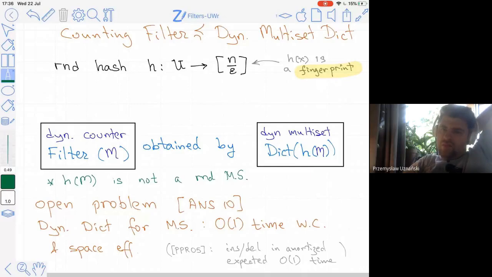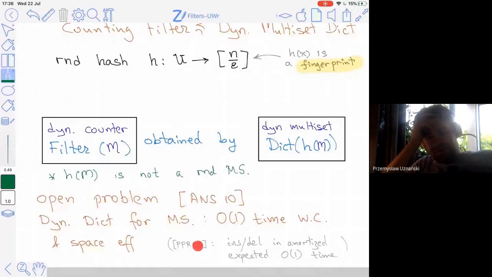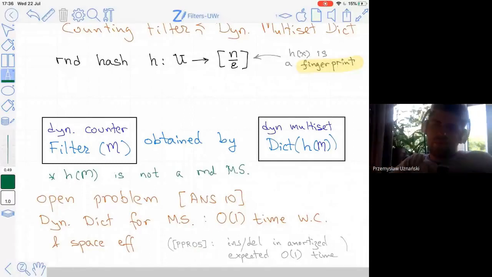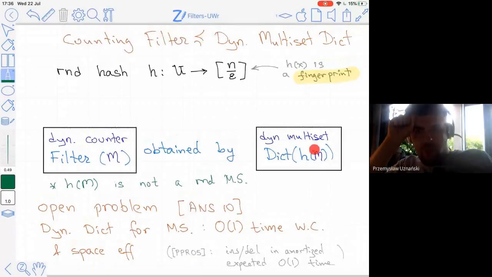Now a dynamic dictionary for multisets that works in constant time in the worst case for all operations and is space efficient is an open problem posed by Arbitman, Naor and Segev. And in fact, Pagh et al. back in '05 designed a dictionary for arbitrary multisets, but insertions and deletions there are not worst case constant time, but expected amortized constant time. Okay, so you want to design a counting filter, and for that you need a dictionary that supports arbitrary multisets.